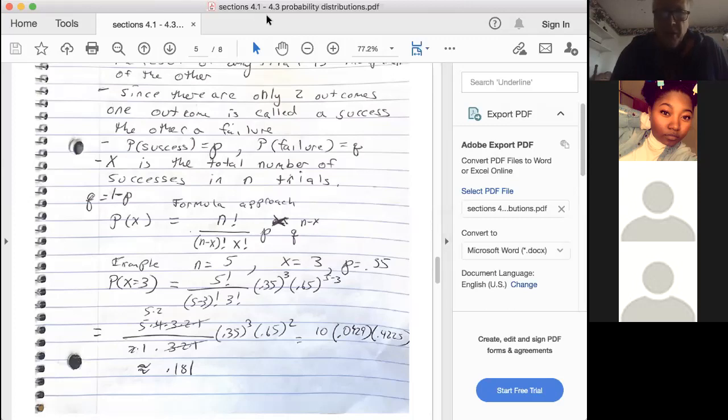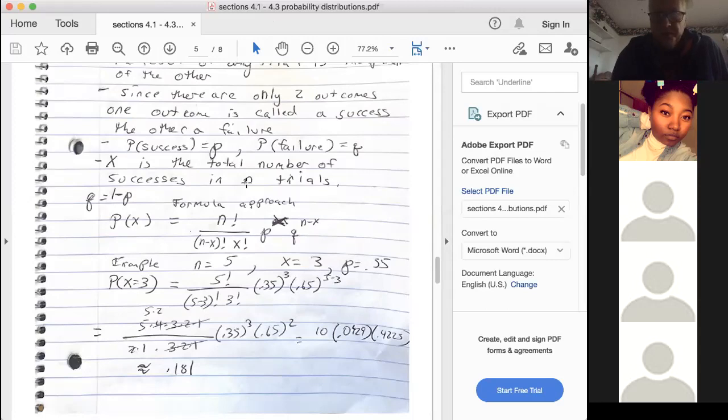So X is the total number of successes in n trials. Q is sometimes what we call the complement of P. So it's 1 minus P. So if I want to know what Q is and I know P, then I could just take 1 minus P.